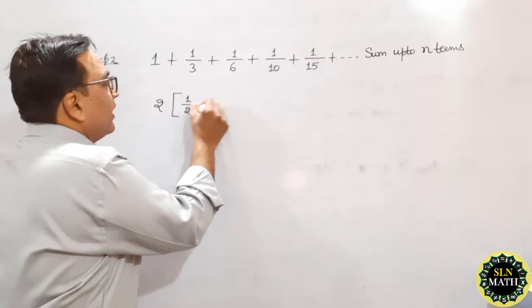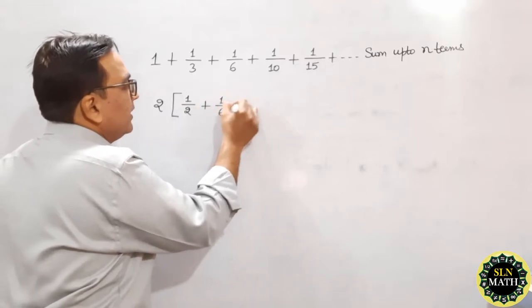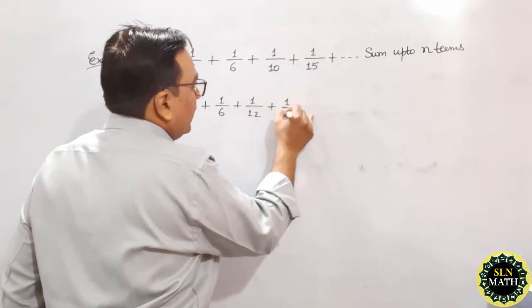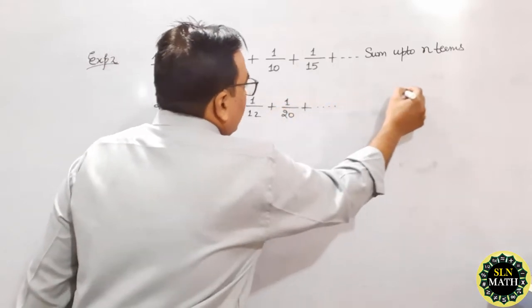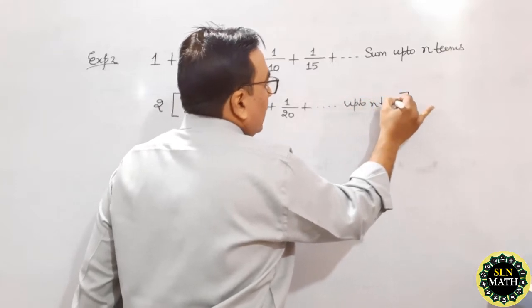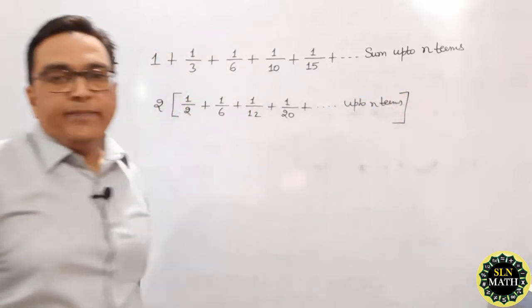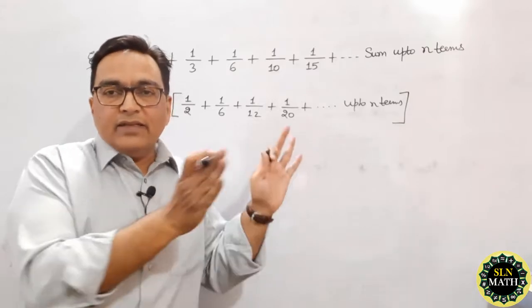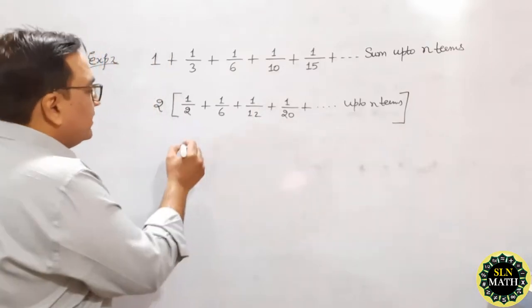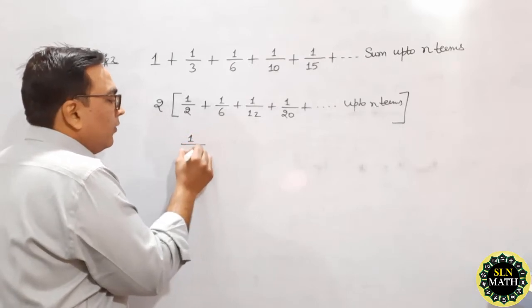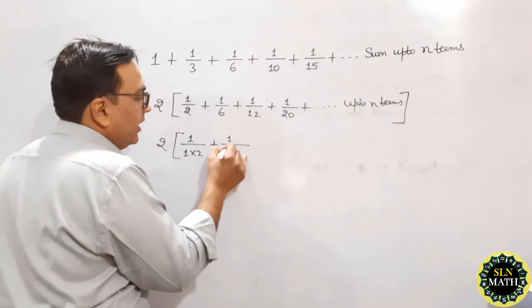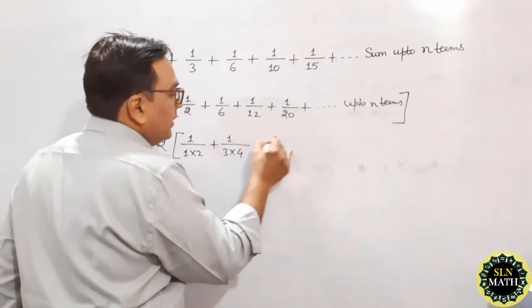In the same way, you can write here 1 by 6, 1 by 12, 1 by 20, like this, up to n terms. Now this series is same as the earlier one. The same series we have got. Now here the same method will go. Now you can write like this, the same procedure inside. I hope you will do this.